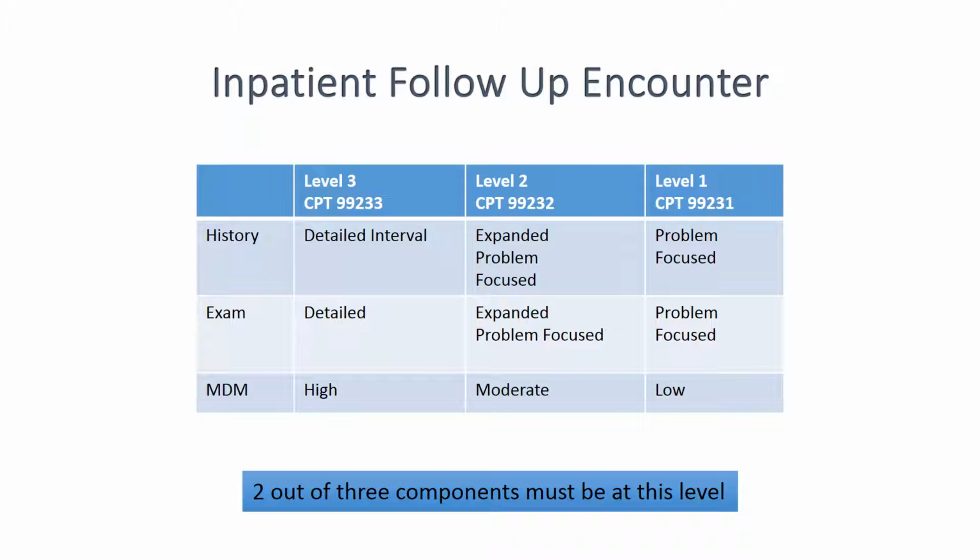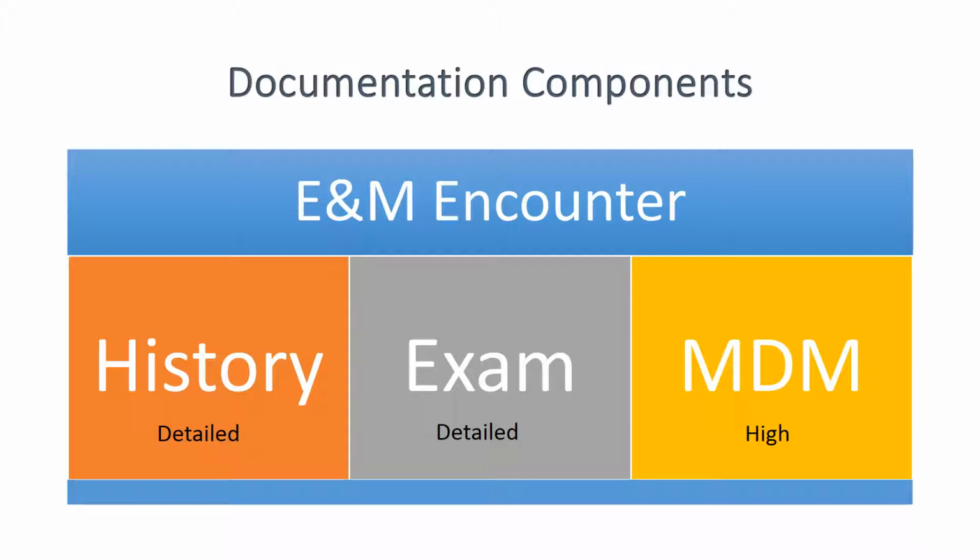So if you look at the inpatient follow-up encounter documentation requirements, for a level 3 visit, you need to have a detailed history, a detailed exam, and high medical decision making. Again, since it's a follow-up, 2 of the 3 components of history, exam, and medical decision making should be at that level. And as previously, I strongly suggest that you set your medical decision making at the level required for that service. So our E&M encounter needs a detailed history, a detailed exam, and high medical decision making.